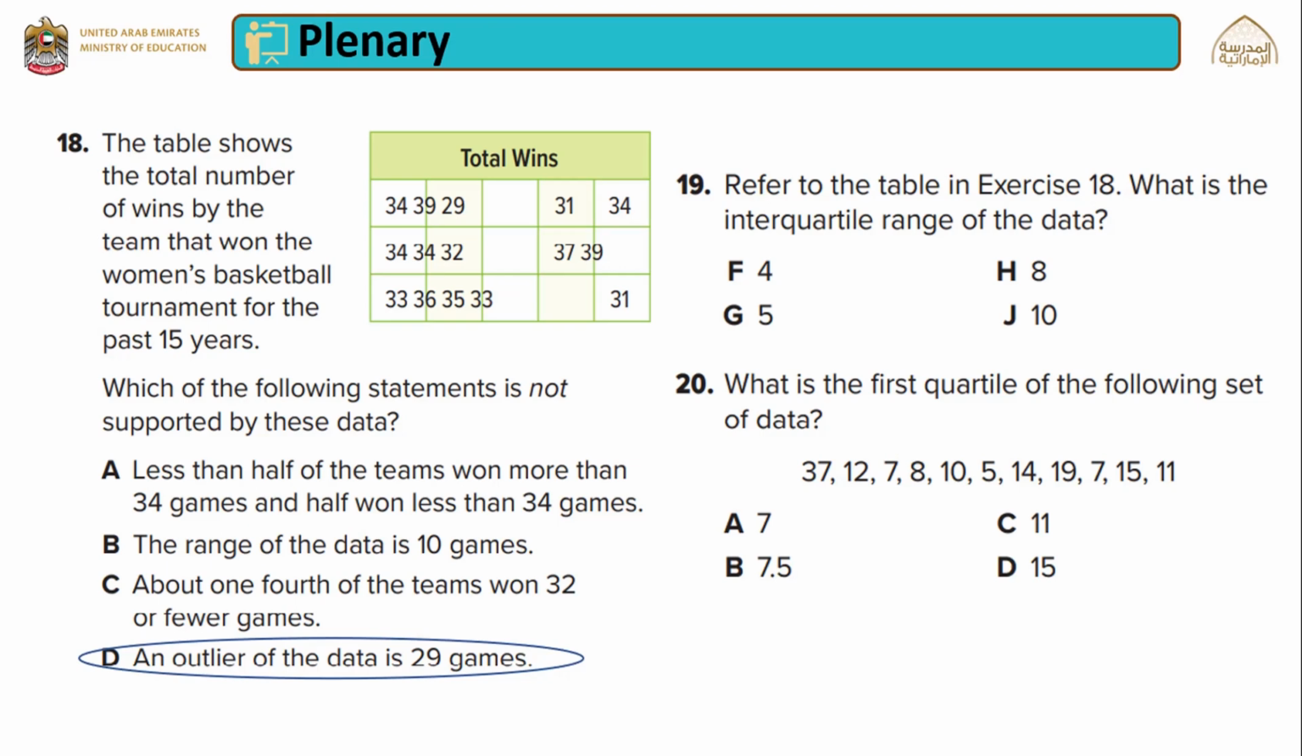19. Refer to the table in exercise 18. What is the interquartile range of the data? The interquartile range is the difference between the third quartile and the first quartile. And we can find it easily. It's 4. Number 20. What is the first quartile of the following set of data? The first quartile can be determined by ordering the data from least to greatest, highlighting the median, and then finding the median of the lower half. And it's 7.